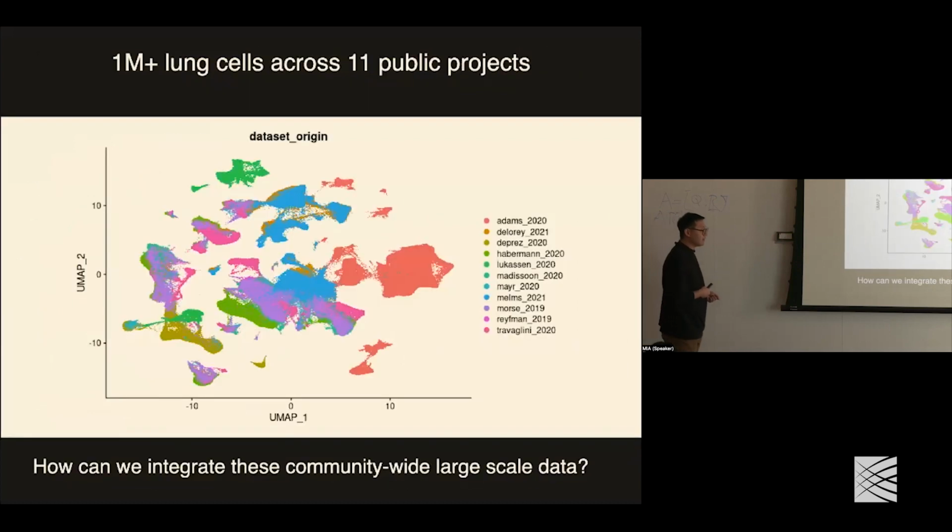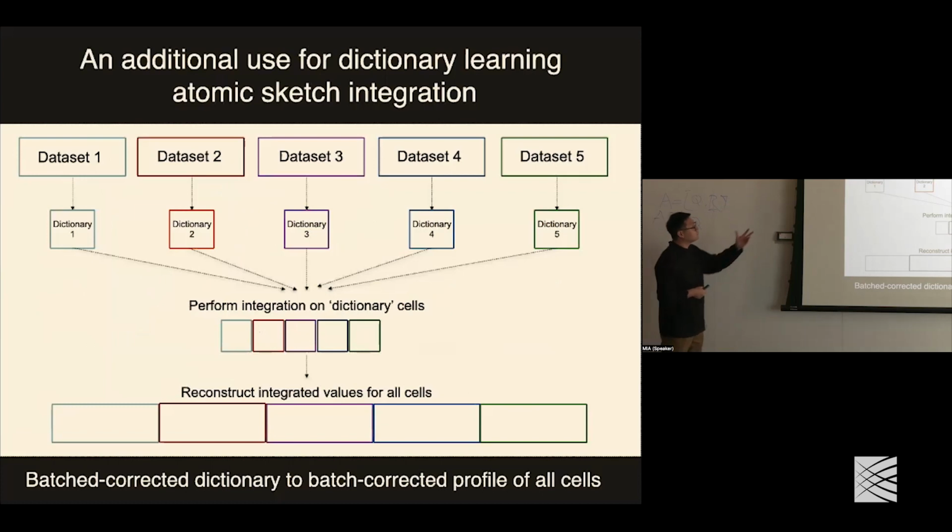When we do single cell analysis, it's not just about clustering, we also care about batch correction. Here we collected 1 million lung cells from the community, across 11 public projects. We have so many good batch correction algorithms, but if we directly use them on this community level data set, it becomes inefficient. So we want to improve the efficiency of this process.